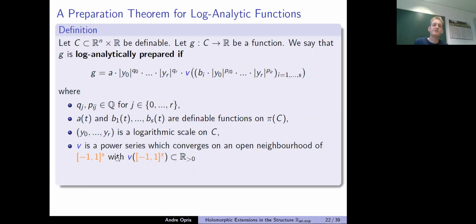Then we have also a power series which converges on an open neighborhood of this hypercube here, away from 0, away from infinity. And we have also that these components here are contained in this hypercube.